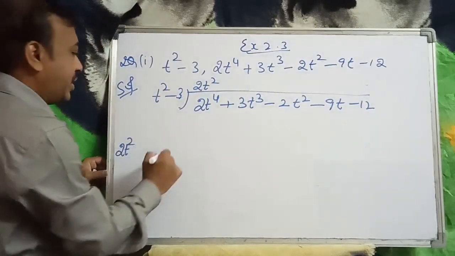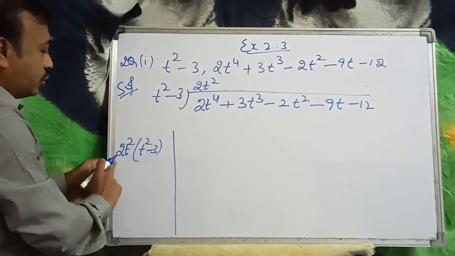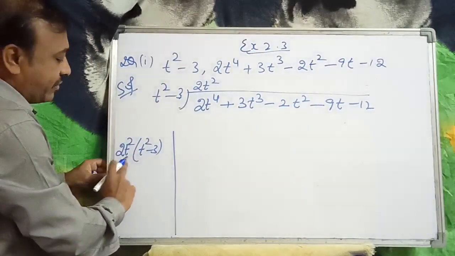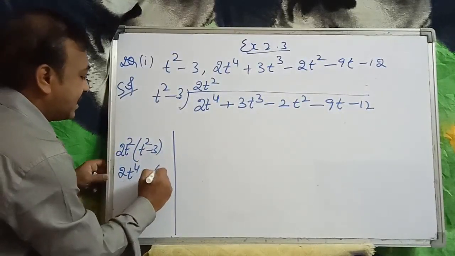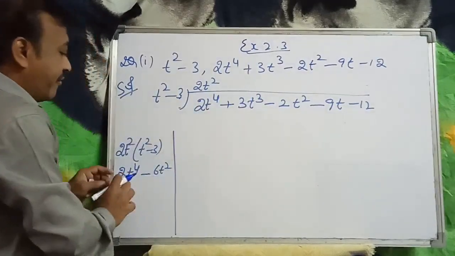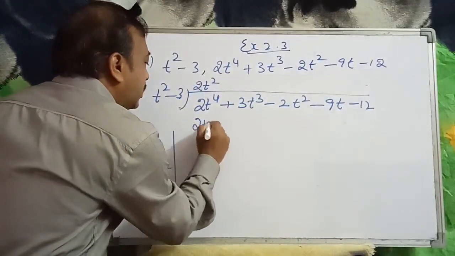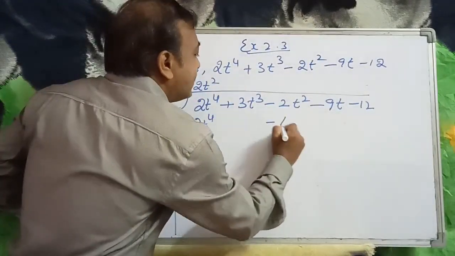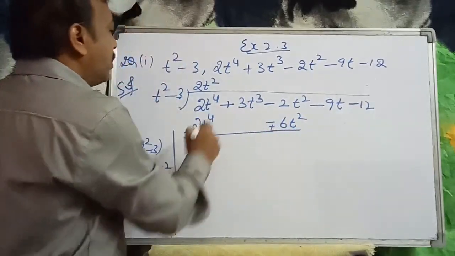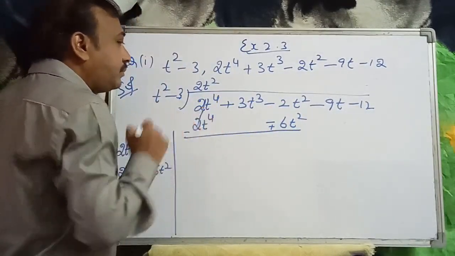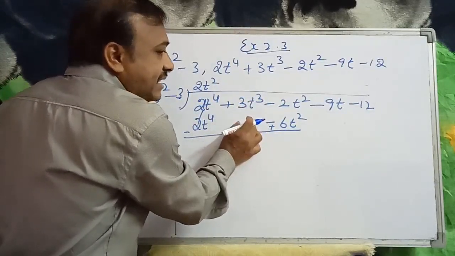With this multiply these two. 2t square, a rough work I am doing here: 2t square into t square minus 3. So 2t square into t square is 2t to the power 4, minus 2 3s are 6t square. Right below the term where exactly t power 4 is there and where exactly t square is there: 2t to the power 4 minus 6t square. Subtraction, minus, and this becomes plus. So these two get cancelled and bring down 3t cube. Nothing is there for t square, in the sense this is 0.